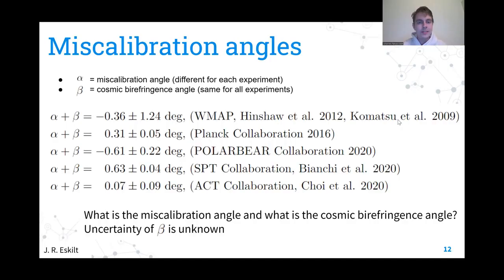So just a bit more on the miscalibration angles. People have been trying to measure cosmic birefringence before, but as I said, it's perfectly degenerate with the miscalibration angles. And so all of these experiments have just been measuring the sum of the miscalibration angle of their instrument and the cosmic birefringence angle. And if they cannot guarantee that their alphas are small, they cannot claim to have a detection of beta. So this has been the main limitation of cosmic birefringence searches before.